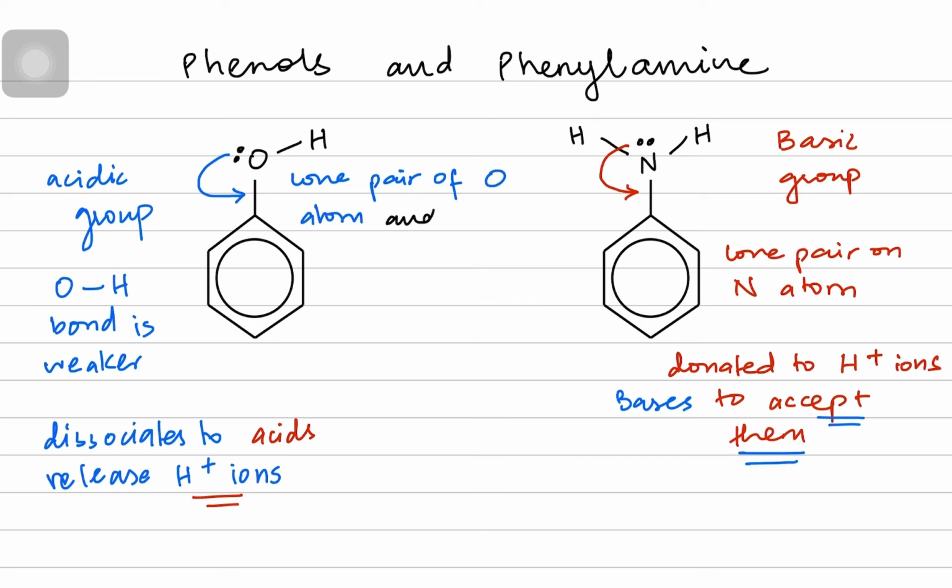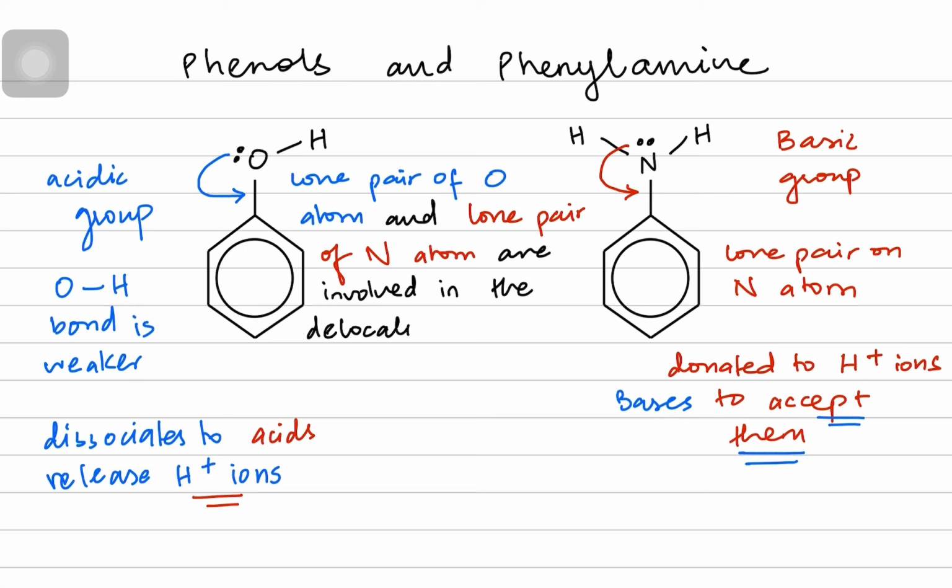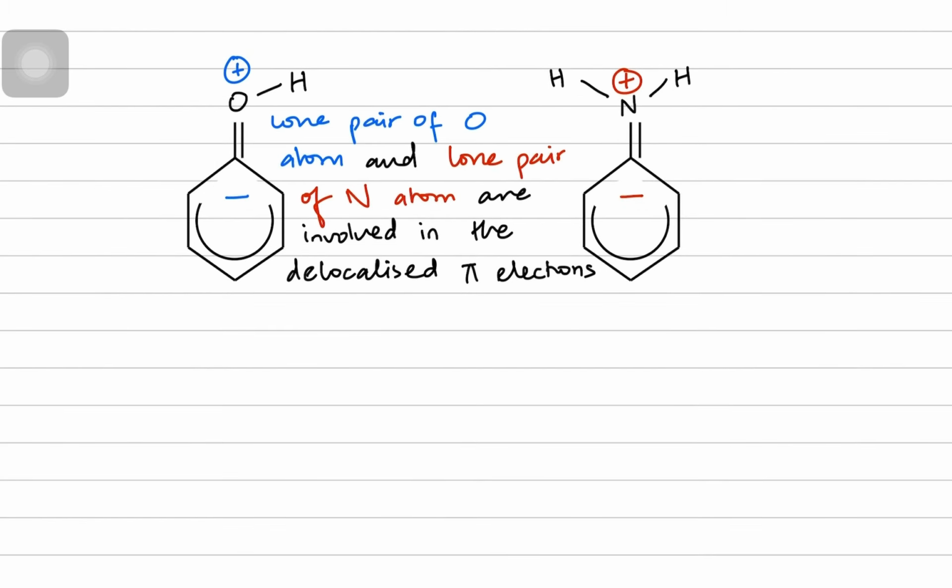Now the lone pair of the oxygen atom and the lone pair of the nitrogen atom are actually involved in the delocalized pi electron system. And when they're involved over here, they become a part of the resonance and there's a positive charge developed on both the atoms. So phenol is an acidic compound. Let's talk about why is it the case.